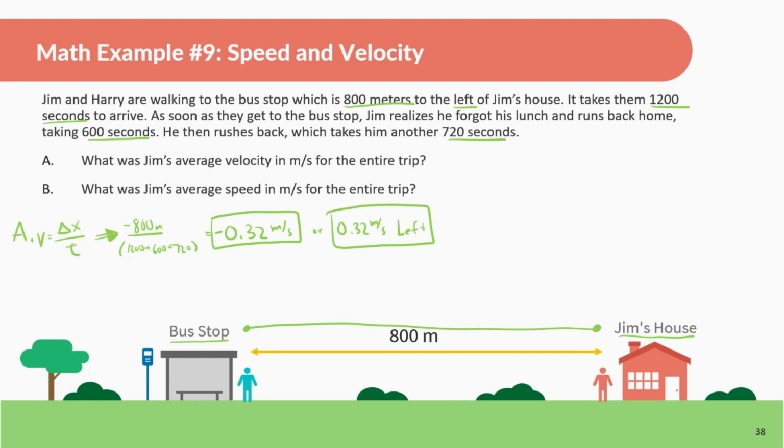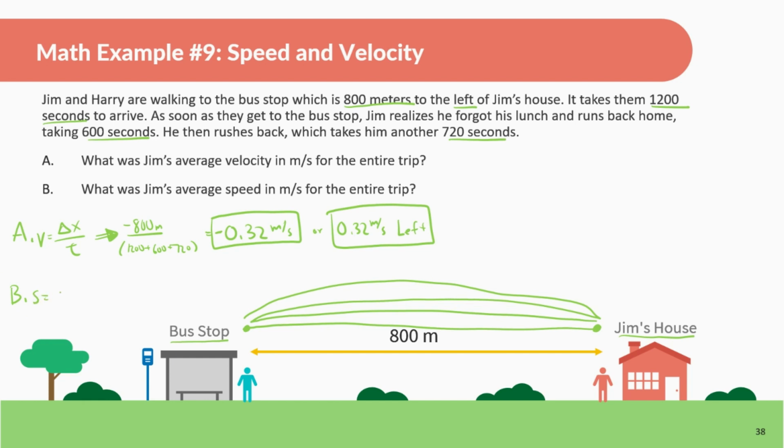Okay, part B. What was Jim's average speed in meters per second for the entire trip? Okay, so this is going to be a bit different. Speed, again, remember, cares about the distance. And the distance was, yes, he did go 800 meters there, but then he went 800 meters back, and then he went 800 meters back again. So speed is equal to distance divided by time, and his distance is 800 times 3, or also known as 2,400 meters. It's not going to be negative because, remember, speed is a scalar, distance is a scalar. It doesn't care about direction.